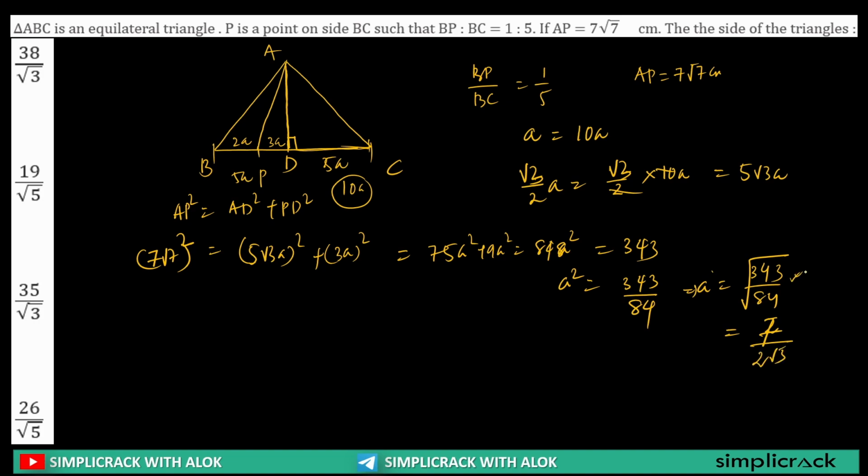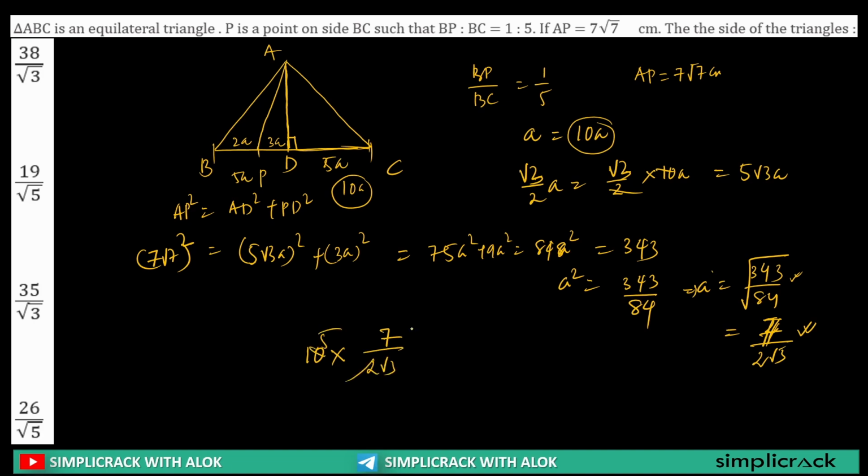I have already solved this question once, in my preparation days. So I know this will look like this: 7 by 2 root 3. Now, A is what? A is part of 10A, not the side. So we have to multiply 10 into A. That is 7 by 2 root 3.